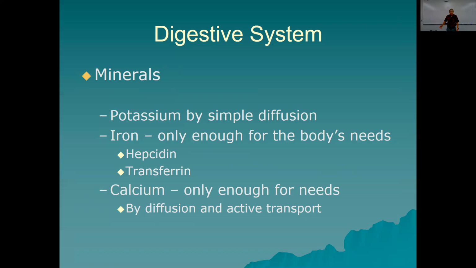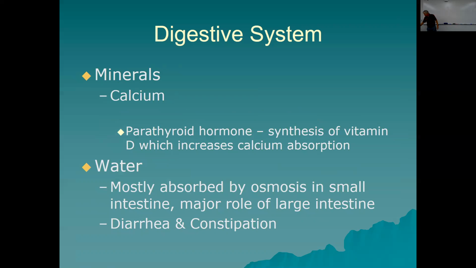Calcium, same thing. You need PTH, parathyroid hormone, in order to absorb calcium. And so you can't OD on calcium either, because it's a regulated absorption. It's absorbed by diffusion, and it can be actively transported. Yeah, there's the parathyroid hormone, and vitamin D also increases calcium absorption.